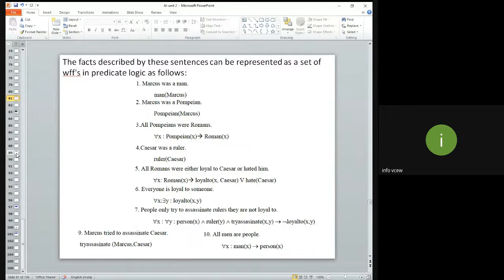Okay, take the screenshot of this, and then we can move on from predicate logic for the resolution. Has everyone taken it? Yes, ma'am.